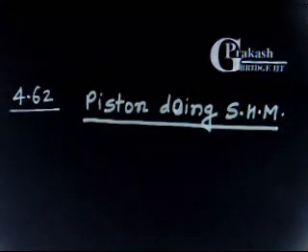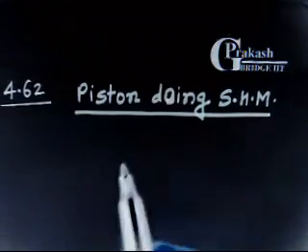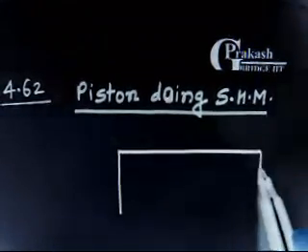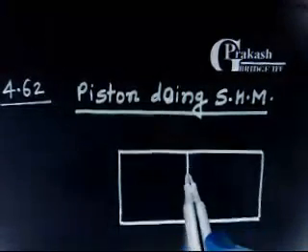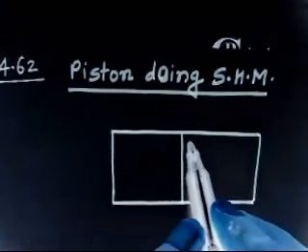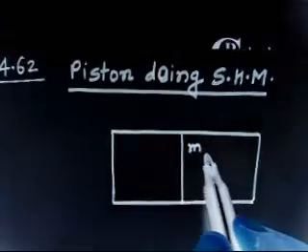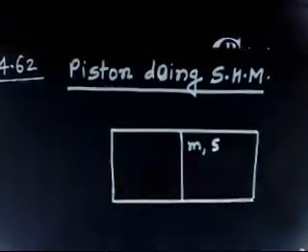Let us discuss the next problem. So let me first make the diagram. We have a cylinder and there is a piston in the middle that divides the cylinder. Mass of the piston is m, so let us say this has a mass m. Cross-sectional area of the piston is s.